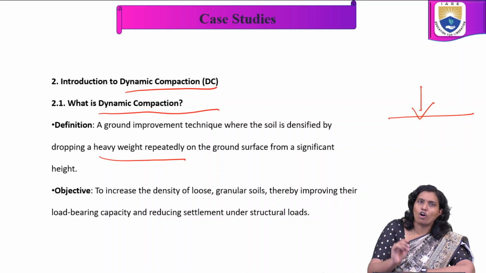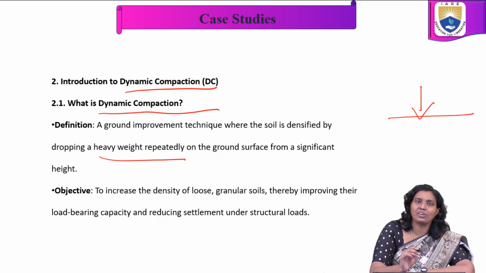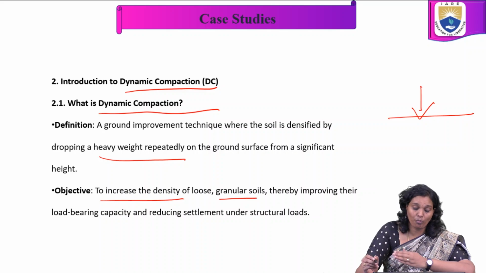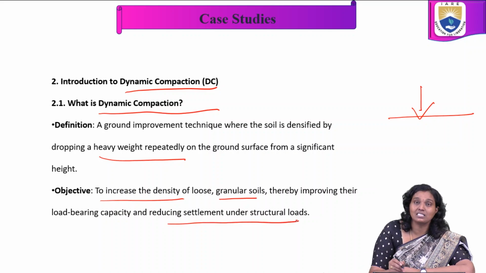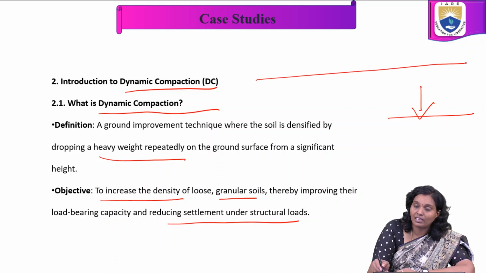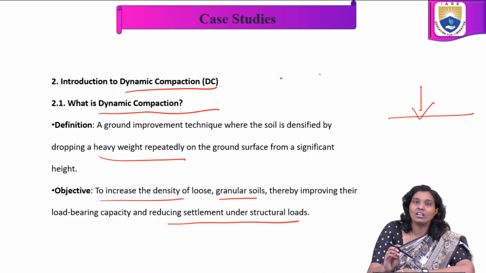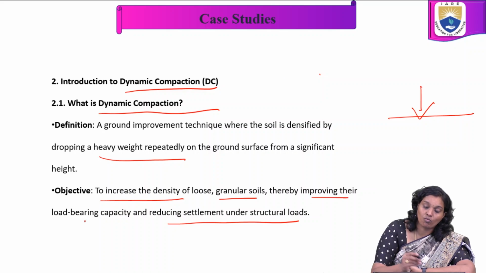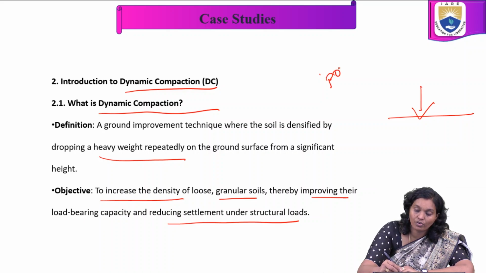The objective of dynamic compaction is to increase the density of loose granular soils, thereby improving their load bearing capacity and reducing the settlements under structural loads. Once we have done this compaction, many heavy vehicles are going to move in that locality, and the soil is going to bear all of this. Such settlements are already done using this technique, so we will get the improvement there. What properties are going to be affected because of dynamic compaction?